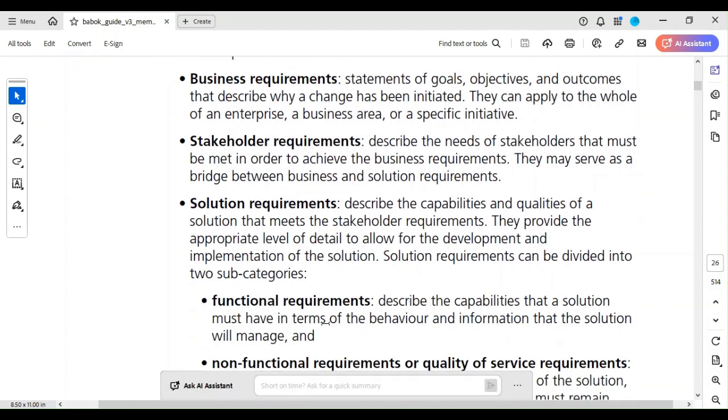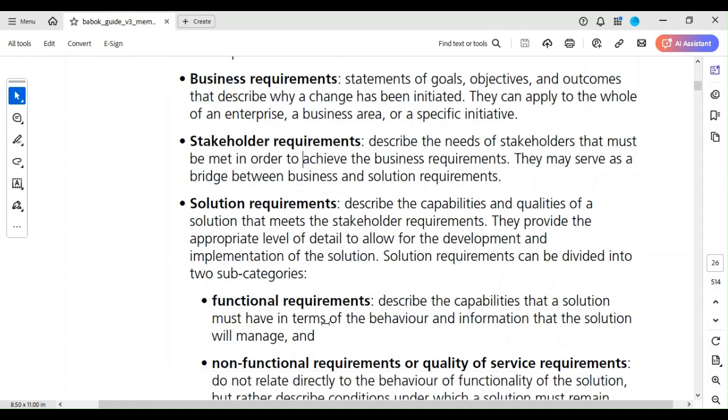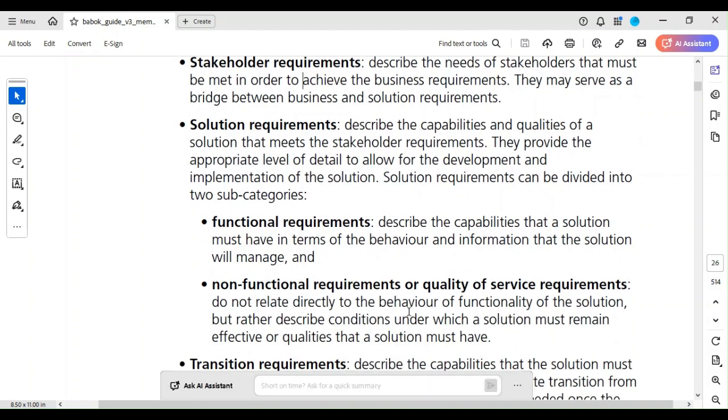So, stakeholder requirements describe the needs of stakeholders that must be met in order to achieve the business requirements. So, a stakeholder needs a requirement to be done, and this requirement is tied to the business requirement. Whatever requirement you see is still tied back to the enterprise, to the business. They may serve as a bridge between business and solution requirements. Some requirements serve as a bridge, okay, or that interconnecting factor from one end to the other.